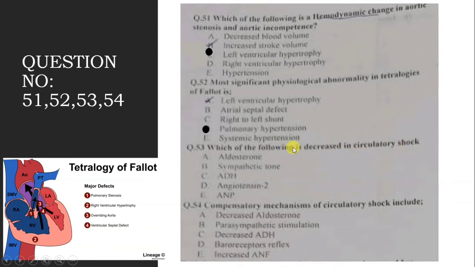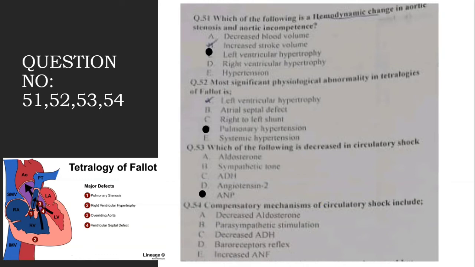Which of the following decrease in the circulatory shock: aldosterone, methotrexate, ADH, angiotensin 2, or ANP? ANP is the atrial natriuretic peptide hormone which is decreased in the circulatory shock. ANP basically causes a decrease in the blood pressure, but in the circulatory shock we need to increase the blood pressure. That's why the ANP is decreased.